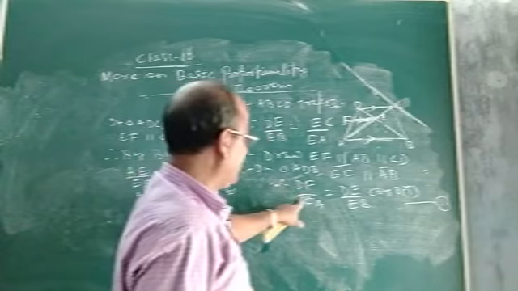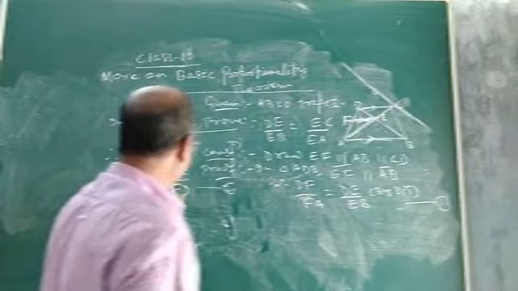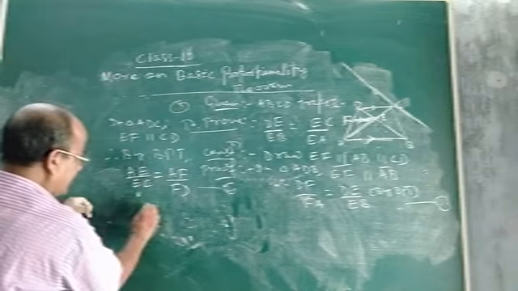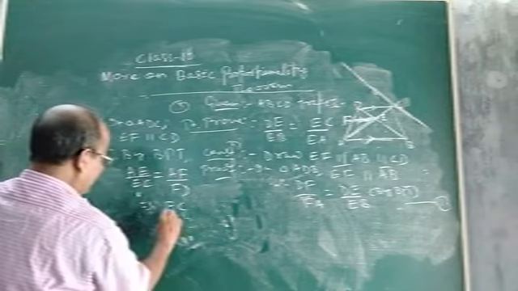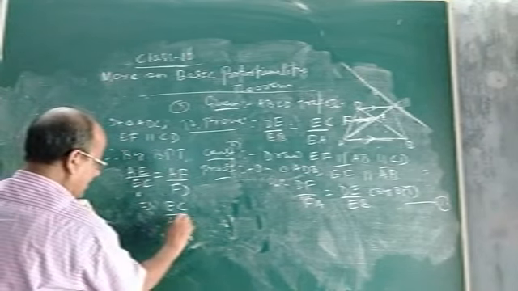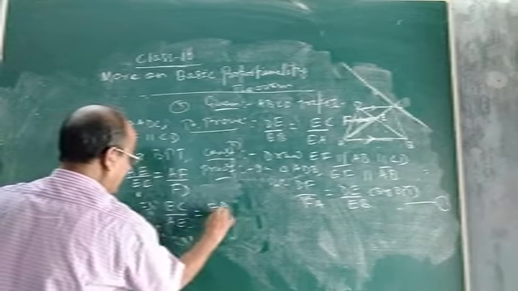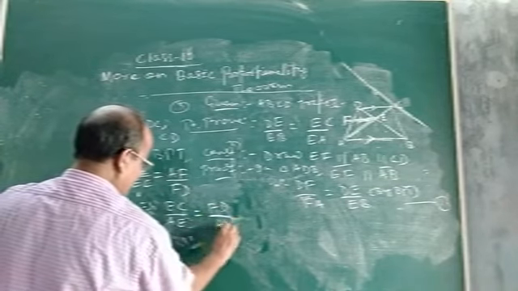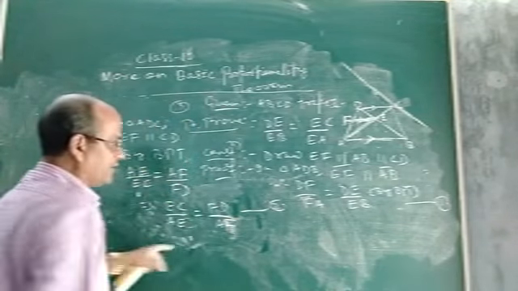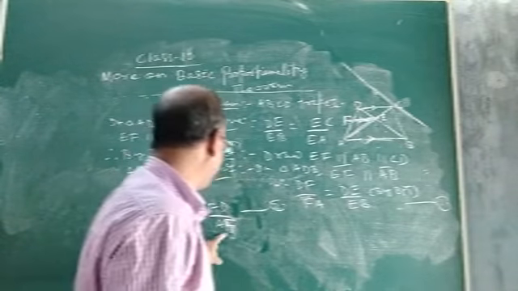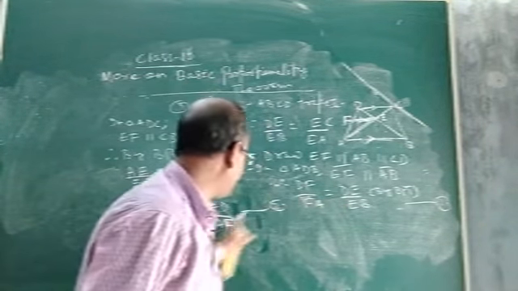DF by FA equal to DE by EB. Just take the reciprocal. Just reverse the ratio. So it will be EC by AE equal to FD by AF. Now suppose this is equation 2. Now compare equation 1 and 2.